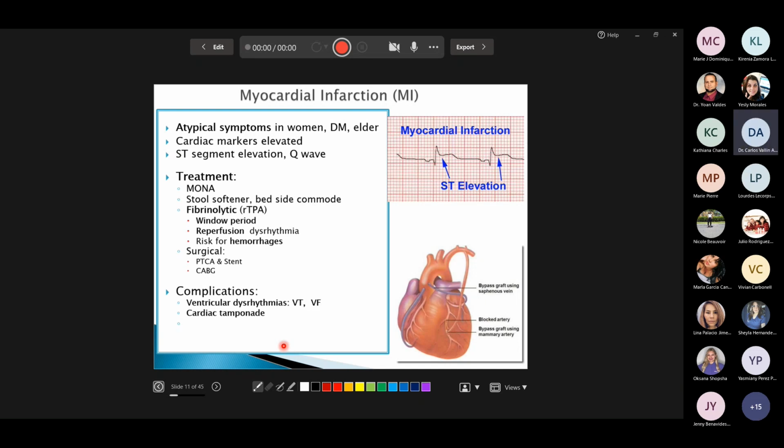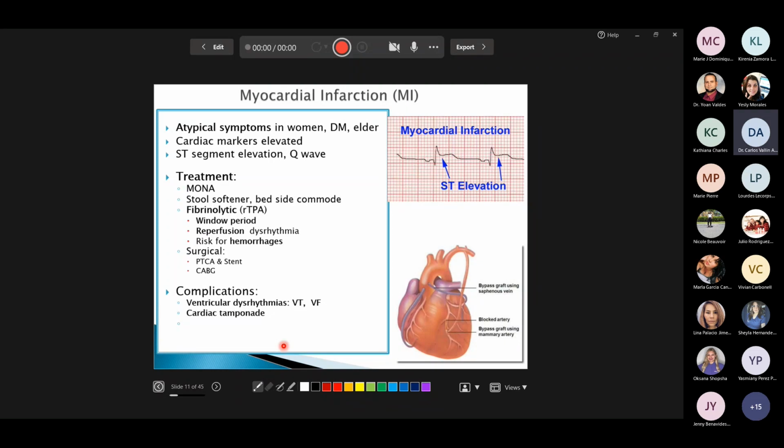Gain time. Save time. Continue placing the second tablet under the tongue, and even the third tablet, if the pain still persists. But if with the first tablet the pain doesn't improve after 5 minutes, call 911. Go to the hospital. Don't be overconfident.